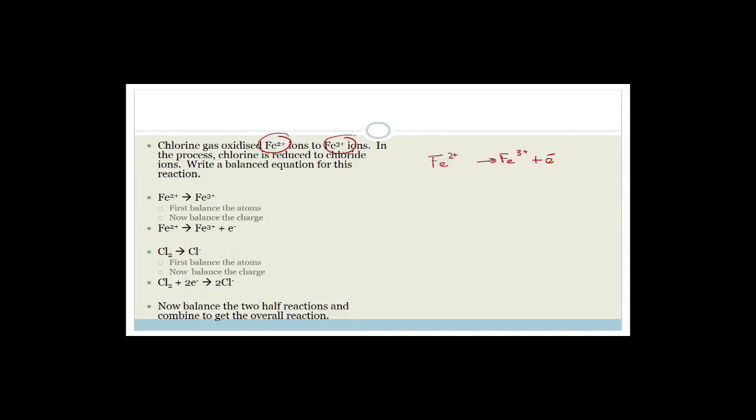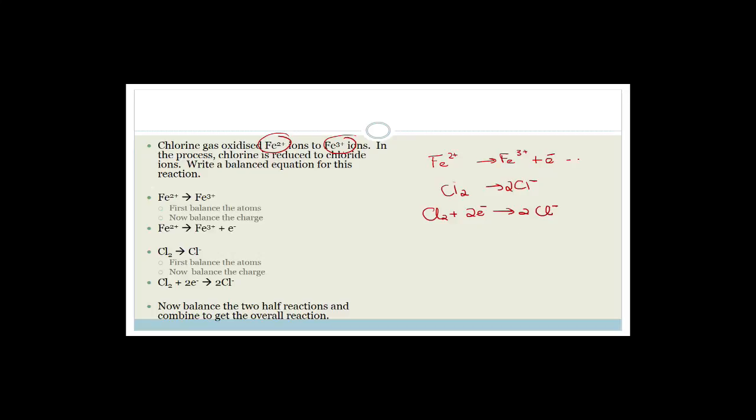We also know that the chlorine is reduced to chloride. Now chlorine is Cl2, and it becomes chloride, which is Cl minus, but we need to balance it. Do you agree that there are two chlorine atoms in your diatomic molecule of chlorine? So if there are two of them, we're going to form two chlorides. But do you agree this is negative? So it must have got those electrons from somewhere, and it got them from the chlorine. So we can say Cl2 plus two electrons gives you two Cl minus.